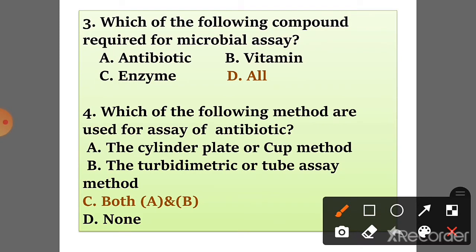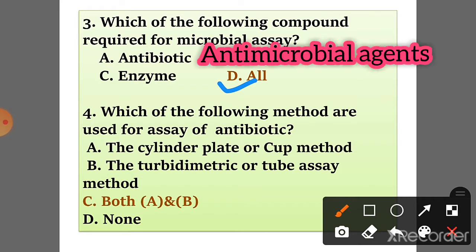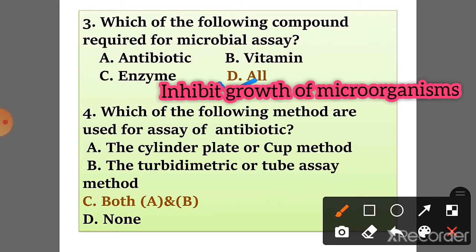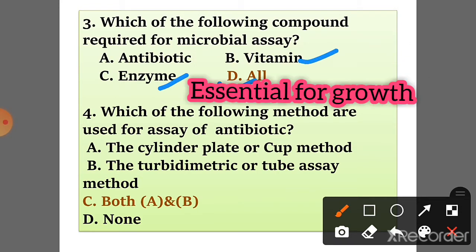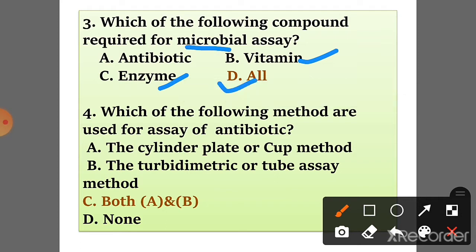Question 3. Which of the following compounds is required for microbial assay? Option D, all. Antibiotic, vitamin and enzyme. Because antibiotic is an antimicrobial agent which inhibits the growth of microorganisms, and vitamin and enzyme are essential for the growth, so they are required for microbial assay.